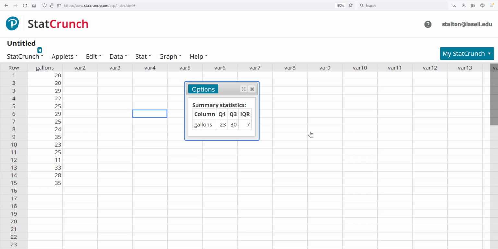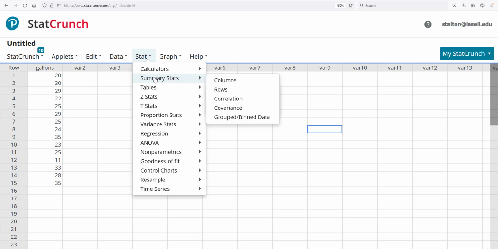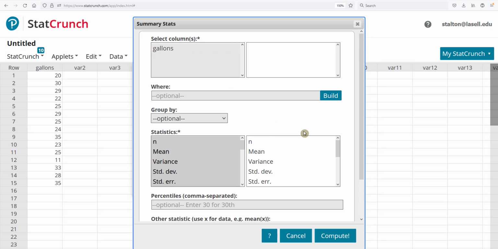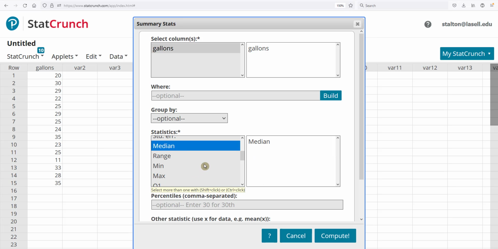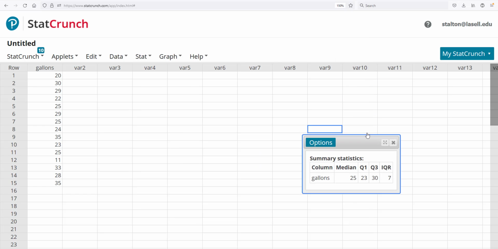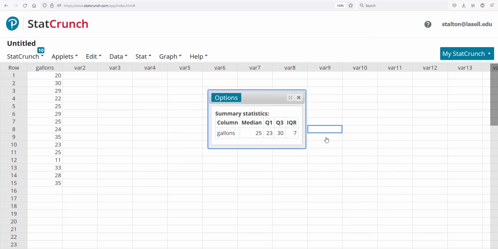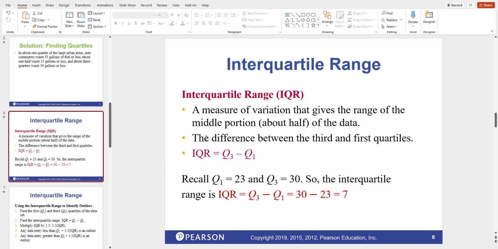Recall I said Q2 is the median. So if you wanted to calculate the median, you just pick the word median, and that would be right here, median. So if I do it again, I want median, I want Q1, I want Q3, and I want IQR. So hit compute. And there you go. So you have your Q2, which is the median.